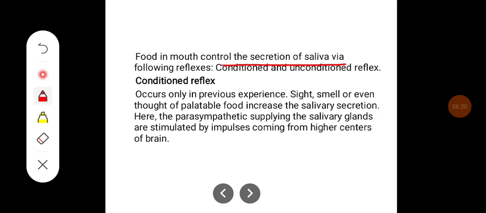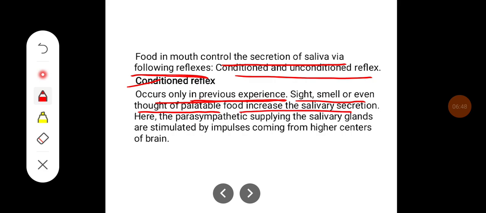The food in the mouth controls the secretion of saliva via the following reflexes, that is conditioned and unconditioned reflexes. Conditioned reflexes are where the secretion occurs only with the previous experience. The sight, smell or even the thought of palatable food increases the salivary secretion. Here the parasympathetic fibers supplying the salivary glands are stimulated by impulses coming from higher centers of brain.